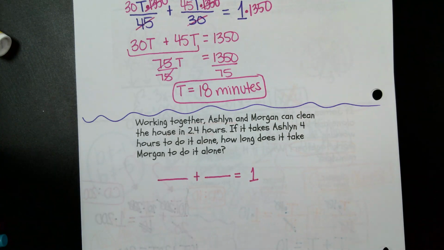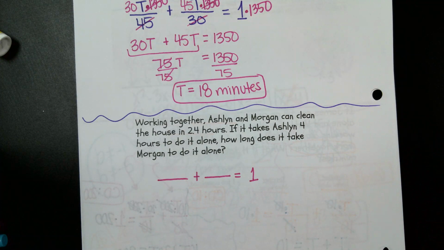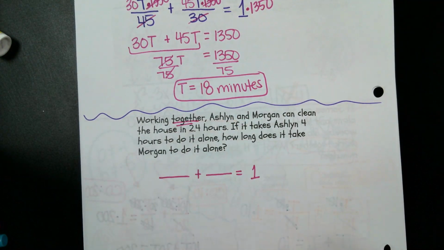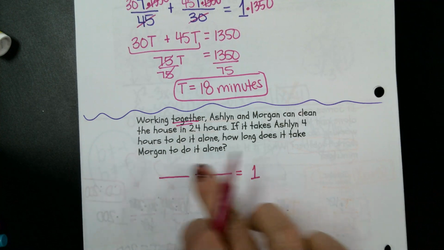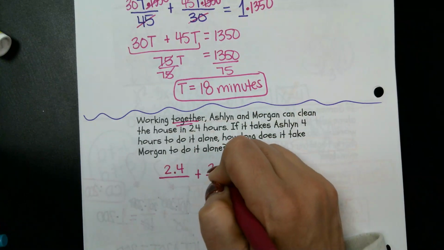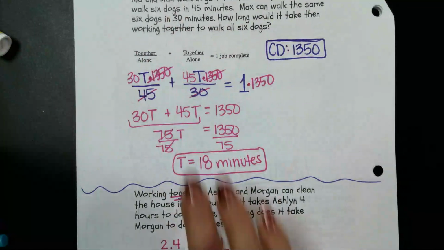Okay, so you guys tell me, what do you think? If working together, Ashlyn and Morgan can clean the house in 2.4 hours, that was when they were together. Where does the together time normally go? At the top, right? And they're both going to be the same. So for each person, the top number is going to be 2.4. Just like before, we made them both t's. Well, now we know that it's 2.4.